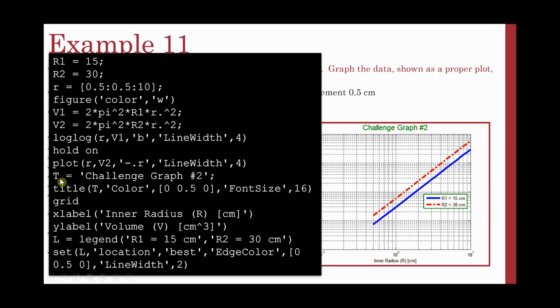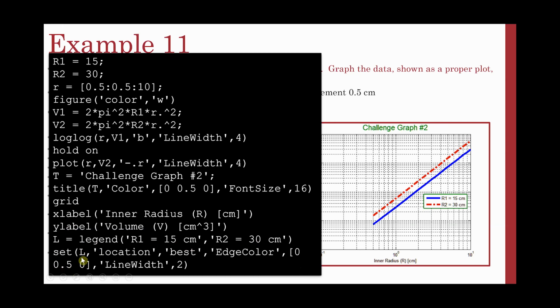I'm going to put in a title. I'm going to say T is equal to challenge graph 2. I'm going to set my title, T, color, size, the number for the color, font size. Put my grid on, put my X label on, my Y label on. I'm going to make my legend. So I want to say L is my legend. It's going to have R is equal to 15 centimeters, R2 is equal to 30 centimeters. I want to set L location best, edge color, so edge color 0, 0.50.